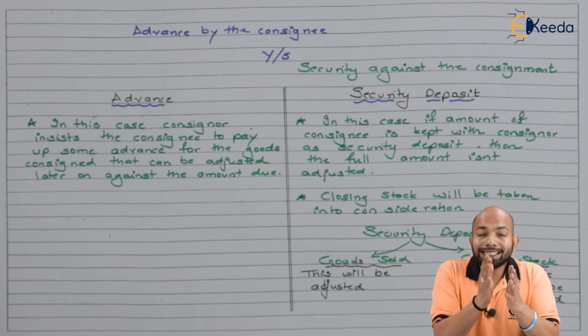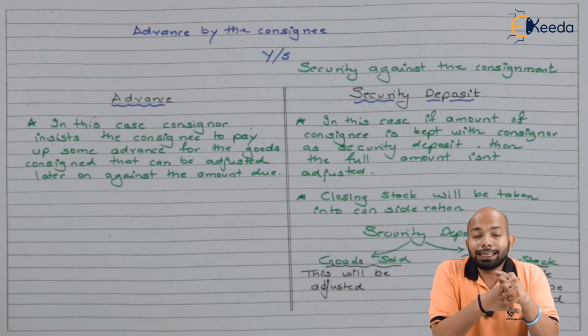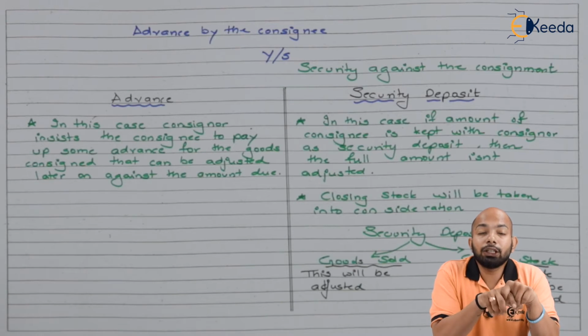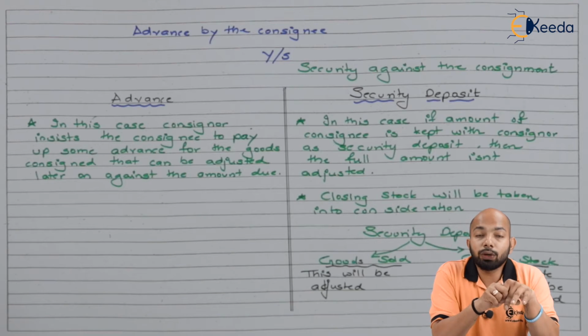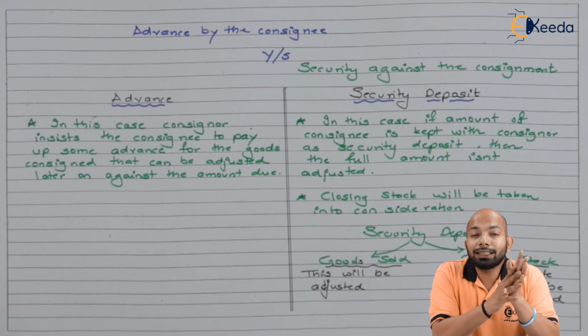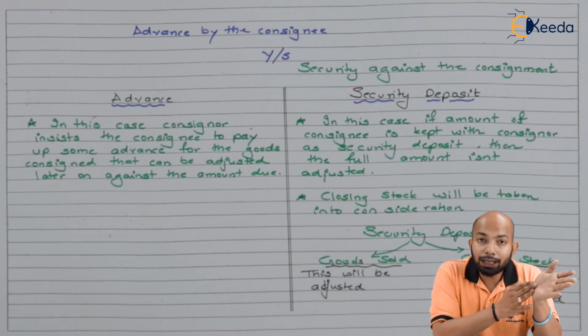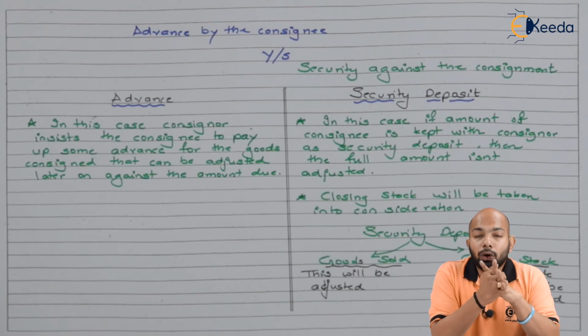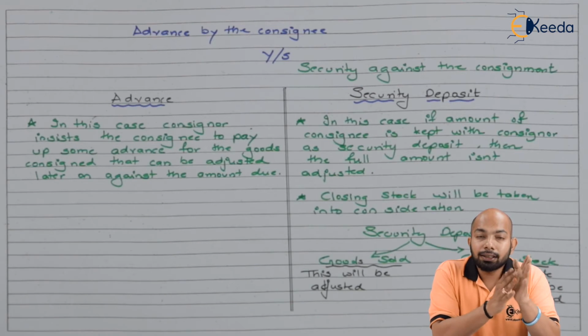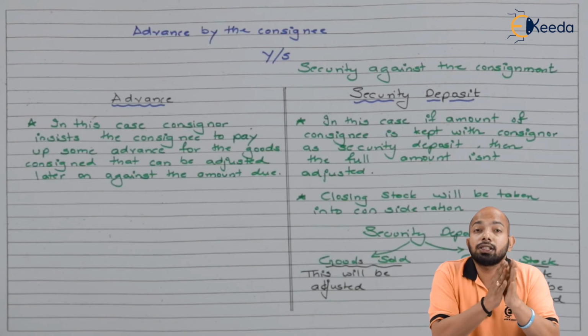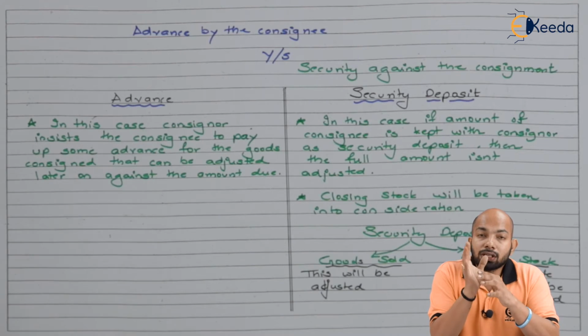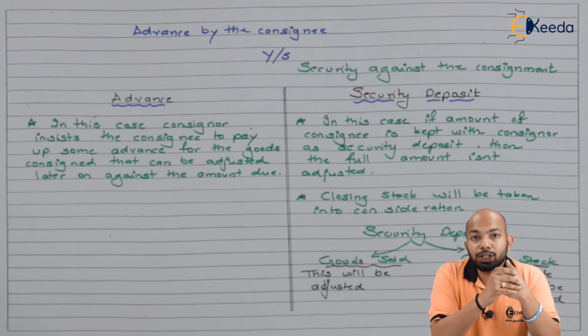If the amount is kept as a part of advance, then whatever amount has been kept can be adjusted against the amount due by the consignee to the consignor, which will be updated in the account sales. This is known as advance by the consignee. However, if the amount that is kept with the consignor is considered as security deposit, in such a case the whole amount cannot be adjusted, because the closing stock will be taken into consideration here.